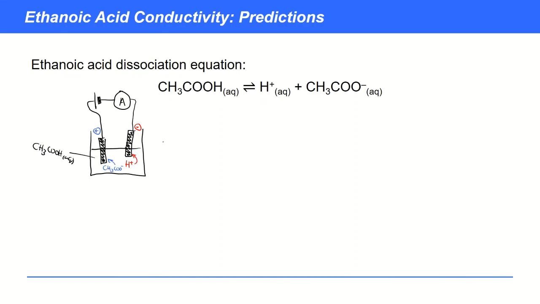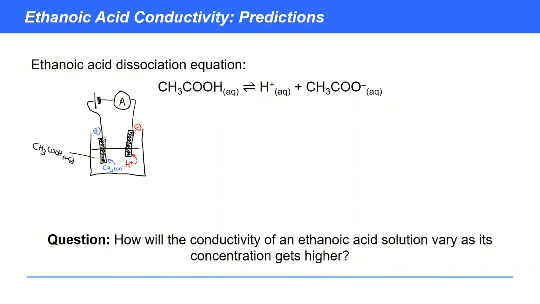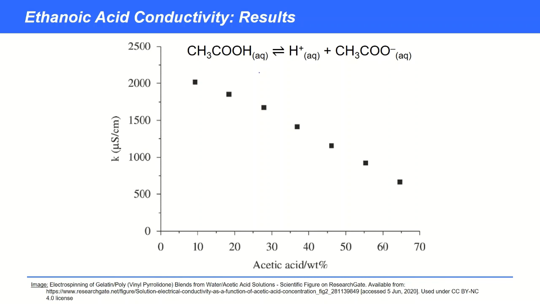Now, the question for you to have a think about is how will the conductivity of that solution vary as its concentration gets higher? If I use exactly the same electrode positioning and I look at the current flowing on that ammeter, will I get more current when I have a higher concentration of ethanoic acid or less current? Have a think. Well, here are the results. What we actually see in this experiment is that the conductivity drops. This axis is essentially the concentration. So the higher the concentration of ethanoic acid, the lower the conductivity.